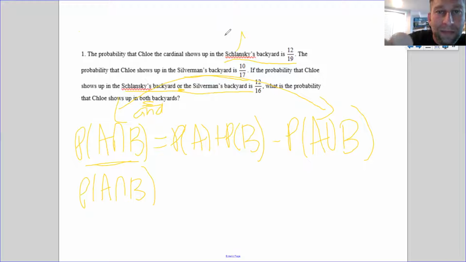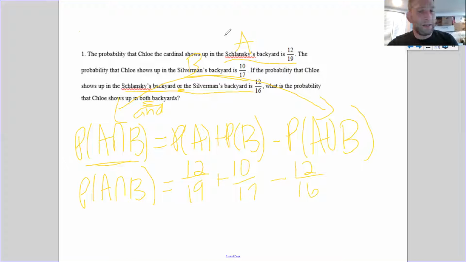We'll let Schlansky be A and we'll let Silverman be B. So that's going to be 12/19 plus 10/17 minus P of A or B, which is 12/16. From here, you're just going to type that into the calculator. You'll get your answer. I don't know if I can pull my calculator up with this.